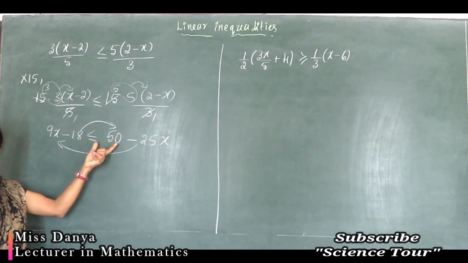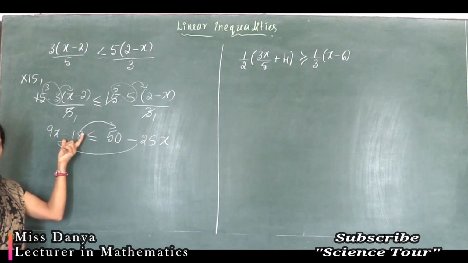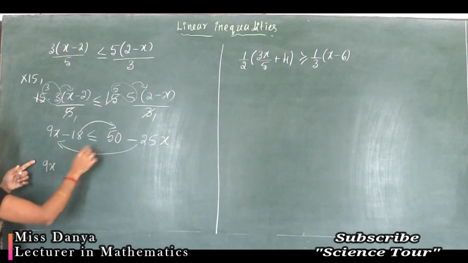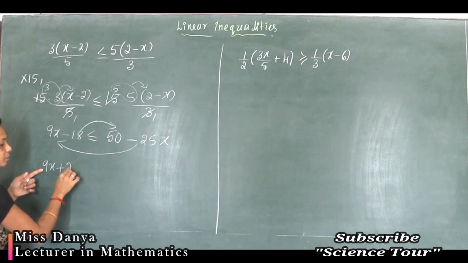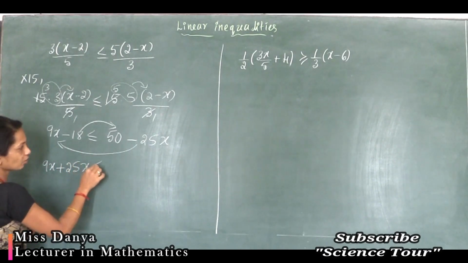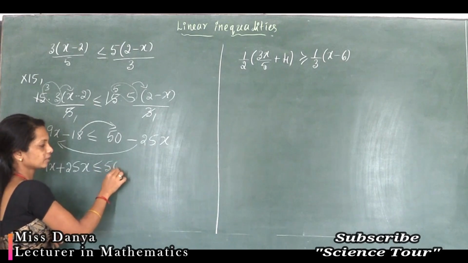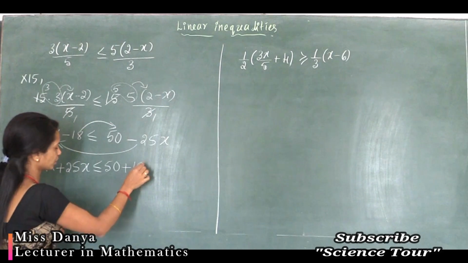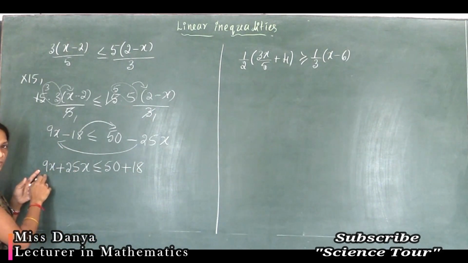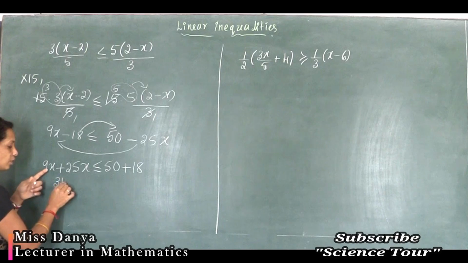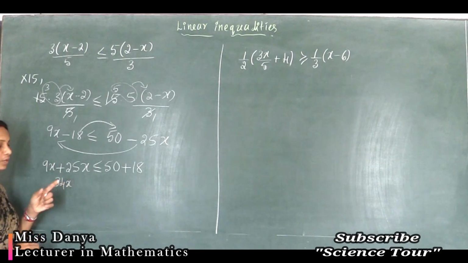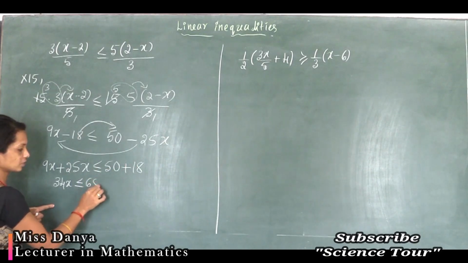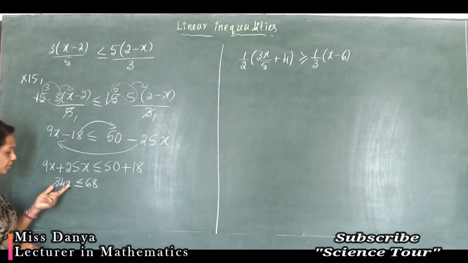Okay, 50 is already there on the right side, and the minus 18 you have to write as plus 18. Now 9x you write without change, then minus 25x on this side becomes plus 25x, less than or equal to 50 already there on the right side, so without change you write it, and minus 18 on the other side becomes plus 18. Okay, 25 plus 9 is 34, and these are x terms, so 34x less than or equal to 50 plus 18, that is 68.